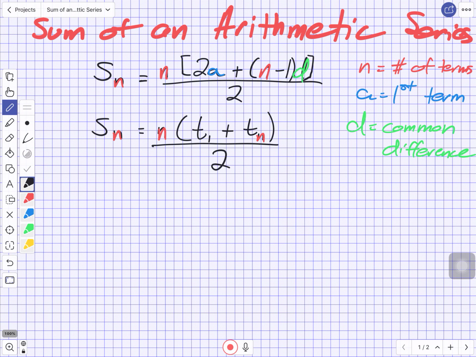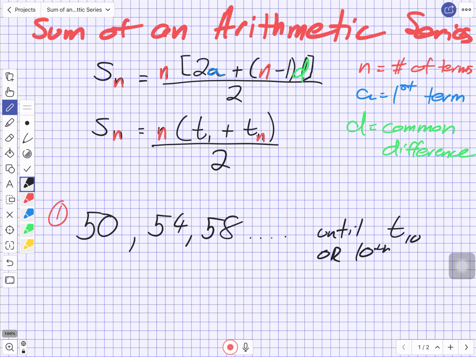So, you want to come up with one? What would you like our first number to be? 50. Series 1, 50. Nice. What would our common difference be? 4. Positive or negative? Positive. Okay, so I can add by 4. I'm okay at that. And how many terms would you like us to add to? 10. 10 terms. So we'll say go until T10, or the 10th term.